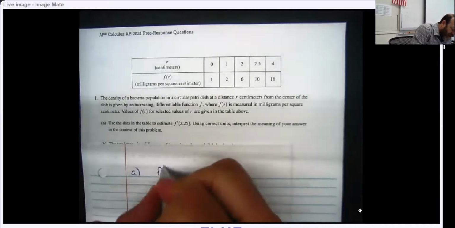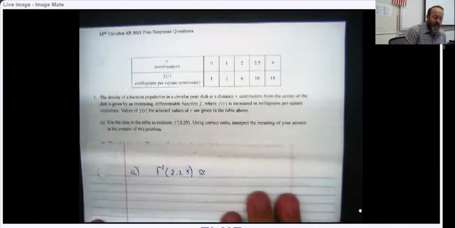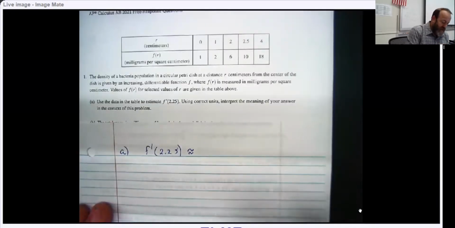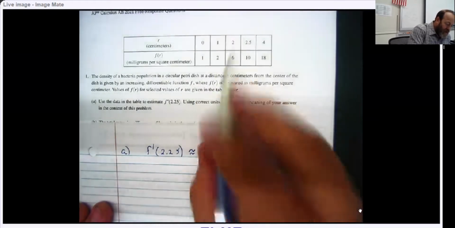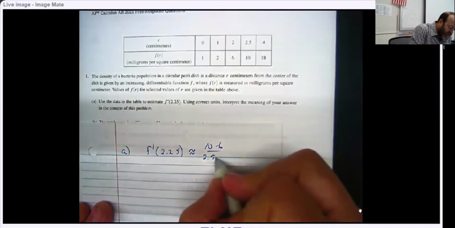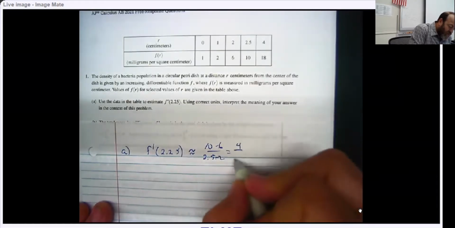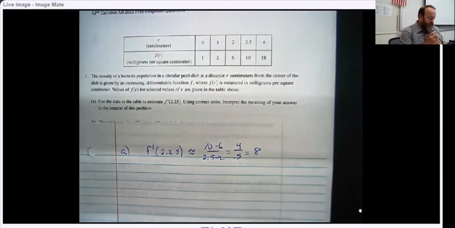So f prime of 2.25 is going to be approximately, now keep in mind it's not going to be exact, so it's going to be right in here, it's going to be 10 minus 6 over 2.5 minus 2. We're talking 4 over 1/2, or in other words, 8. Fairly nice, easy set of numbers. We can have a calculator, but I don't think we really need one for that kind of stuff.